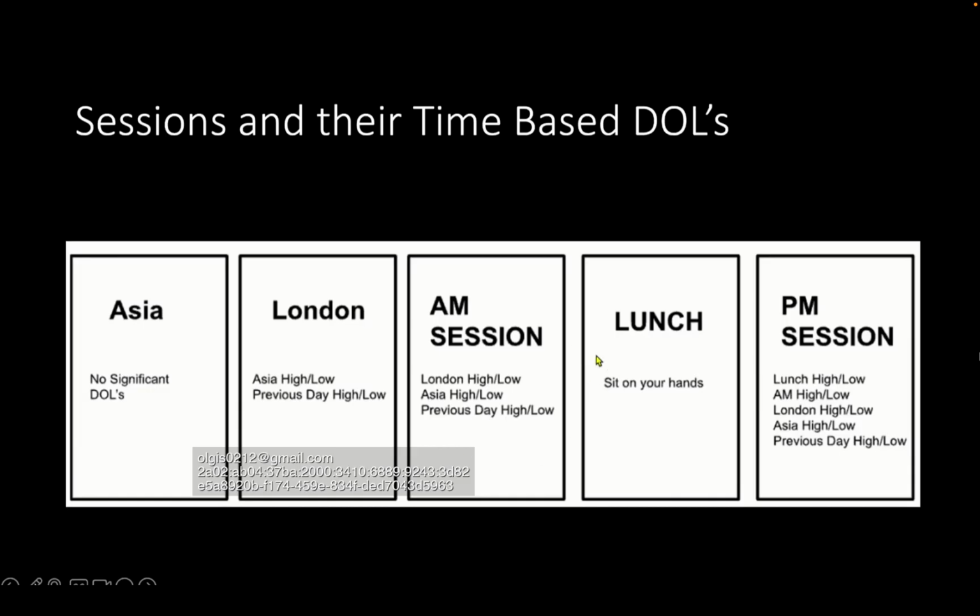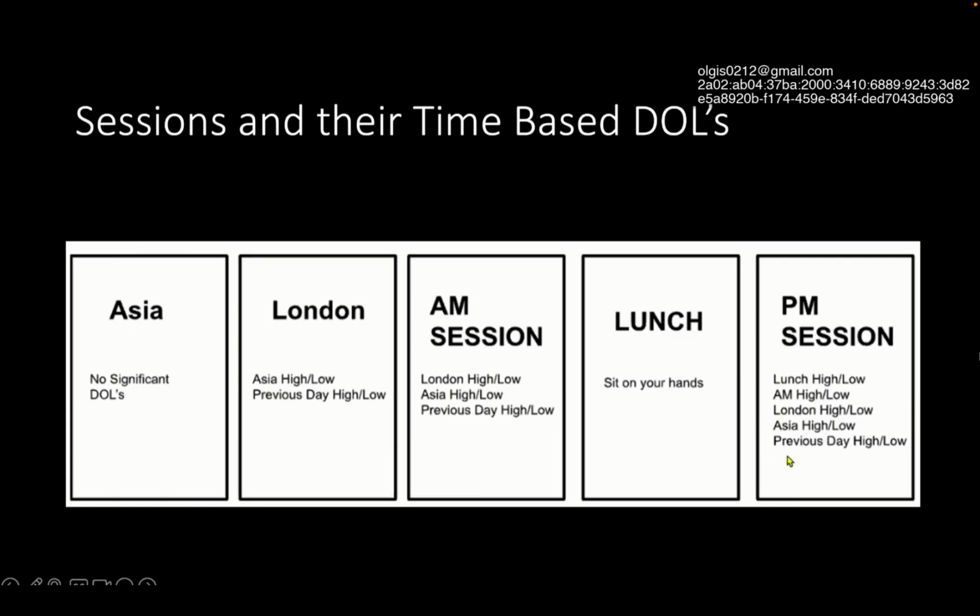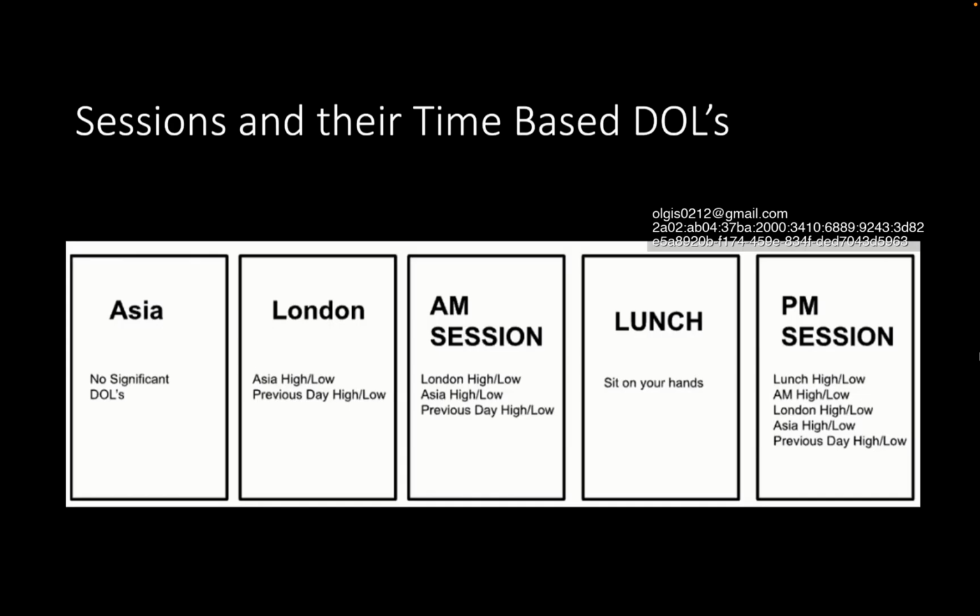During lunch, we usually sit on our hands, and during the PM session, our focus is drawn to the lunch high and low, to the AM high and low, to the London high and low, to the Asia high and low, and to the previous day high and low. As you may notice, there are 5 boxes, 5 significant time windows that I look at. The reason why there are 5 significant time windows has to do with the following. I try to look at sessions purely, but within the sessions themselves, I divide the sessions into 3 parts, and that's something that we will discuss during today's lecture more in depth, why I like to do that.